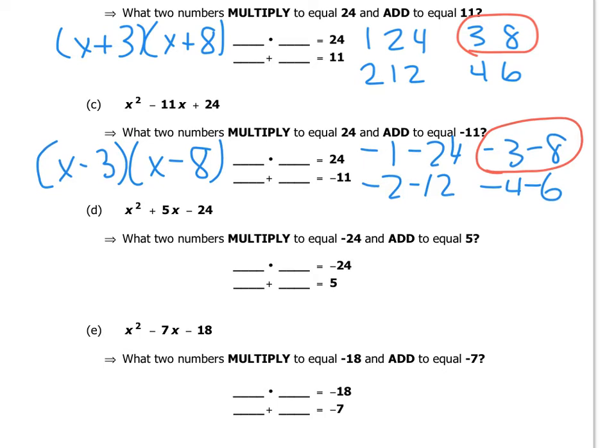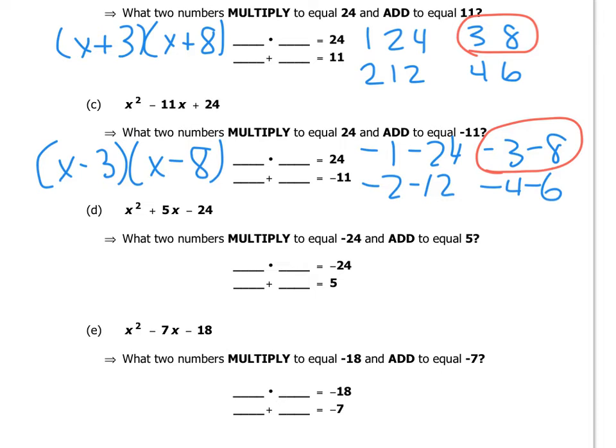Our next example, we've got x squared plus 5x minus 24. This time, in order to multiply to a negative 24, it's going to have to be one positive and one negative number. So this is going to give us a lot more possibilities to choose from. But we need them to add to a positive 5. That means out of the two numbers, the bigger one has to be positive and the smaller one has to be negative. So let's go ahead and figure out what could multiply to 24.